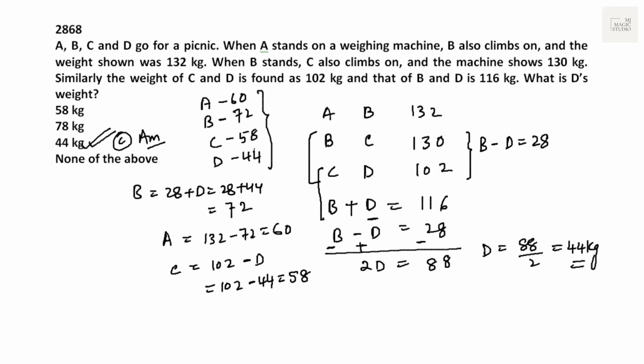Whatever other question they ask related to it, we just need to find the values of A, B, C, D and solve. They may ask what is the ratio of weights of A, B, C, D. We require these four values and then we can calculate the ratio. Or what is the ratio of the sum of weights of A and C to the sum of weights of B and D, or what is the difference between any of them. But here the weight of D is asked, that is 44 kg. The answer is in option C.